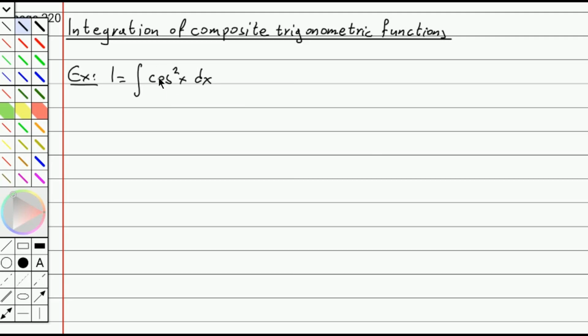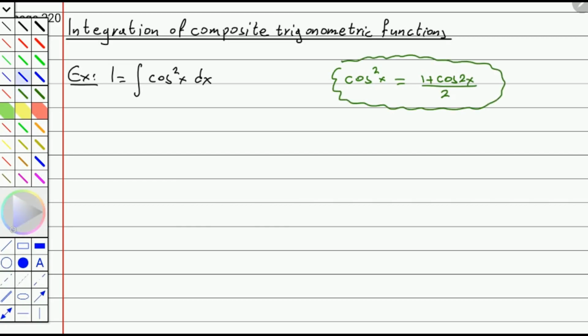But remember that we have trigonometric identities that we can use to reduce the order of the cosine and make it cosine to the first, something that we can integrate very easily. Let us remind ourselves that cosine squared x is (1 plus cosine of 2x) divided by 2. Let's substitute it in our integral. I equals the integral of 1/2 times (1 plus cosine of 2x) dx.